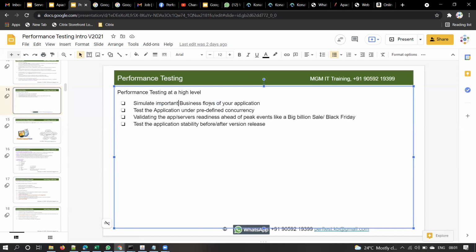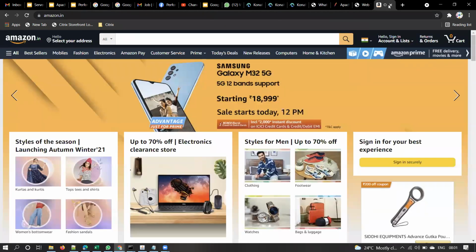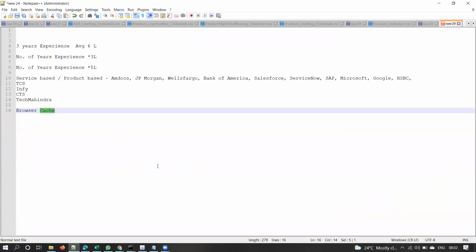What are the important business flows of an application? Let us understand this. Let us take the Amazon example, amazon.in, because most of you might have used the Amazon application. Amazon or Flipkart, yes or no? I hope everyone used the Amazon or Flipkart application here. So now, can you list out what are the critical business flows of the application?